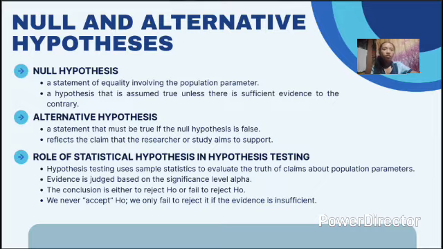Next are the null and alternative hypotheses. The null hypothesis is a statement of equality involving the population parameter, a hypothesis that is assumed true unless there is sufficient evidence to the contrary, while the alternative hypothesis is a statement that must be true if the null hypothesis is false. It reflects the claim that the researcher or study aims to support.